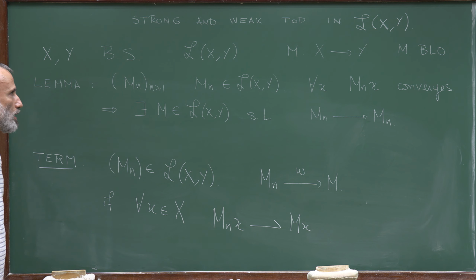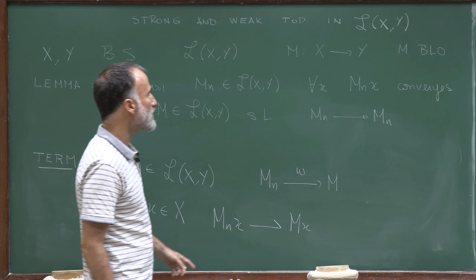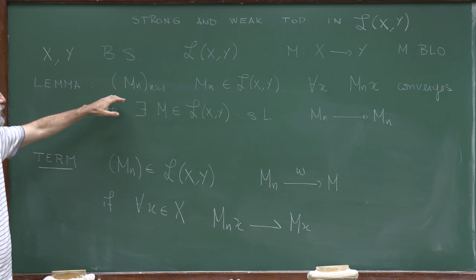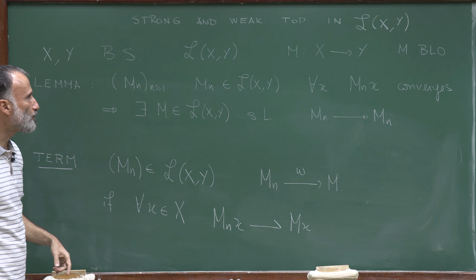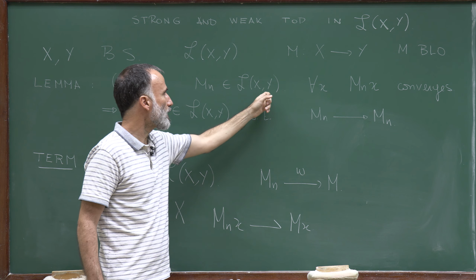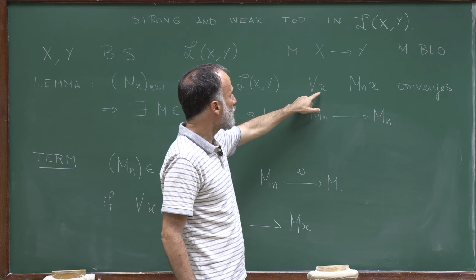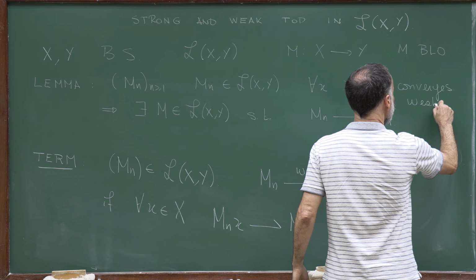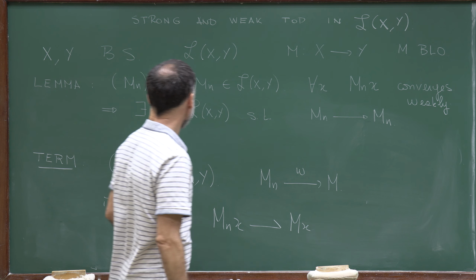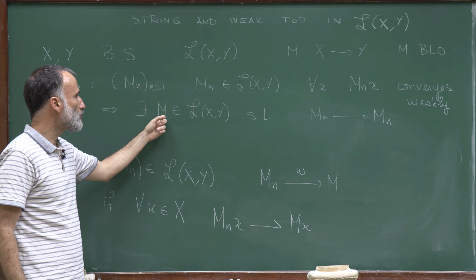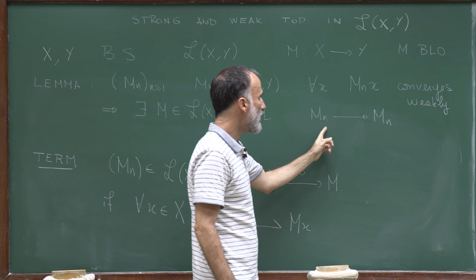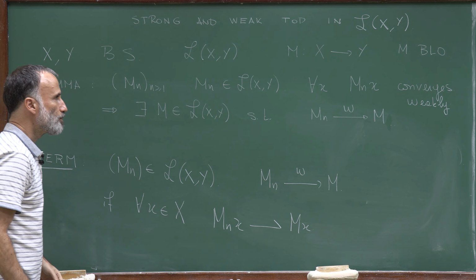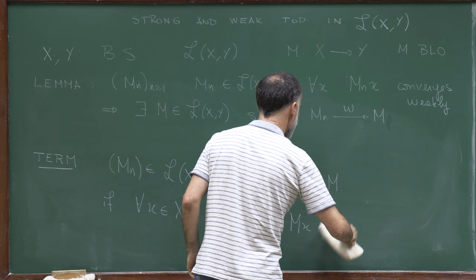And I want to prove a similar result by replacing strong convergence with weak convergence. So the lemma now reads as follows. Assume that you have a sequence M_n of bounded linear operators from X to Y, and assume that for all x, M_n x converges weakly. Then we can prove that there exists a bounded linear operator M such that M_n converges to M weakly. And so let's prove this lemma.